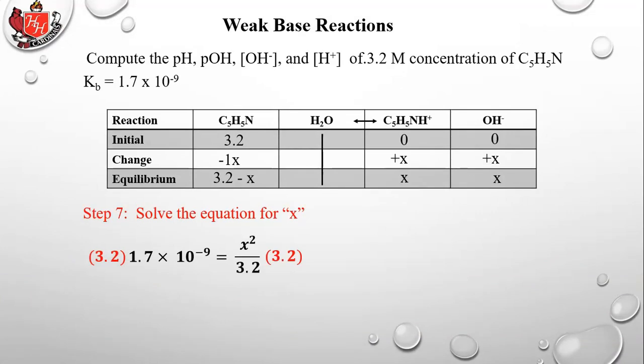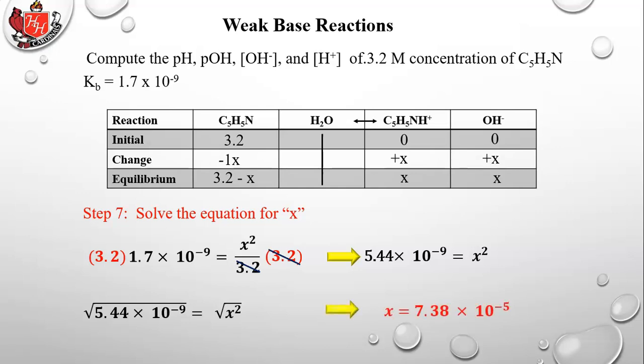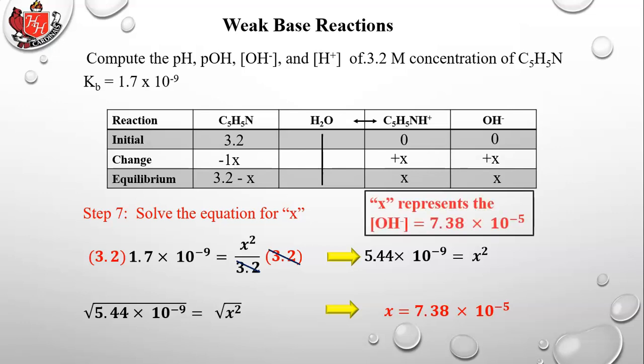Okay, so there it is. Multiply 3.2 on both sides, cancel, and you get 5.44 times 10 to the minus 9th equals x squared. Take the square root of both sides, and you get x equals 7.38 times 10 to the negative 5th. That's our value of x, and as you look up at the equilibrium line of the RICE table, you can see that's also the concentration of hydroxide ions. Remember, bases are going to produce hydroxide ions, OH minus. So that's the substance we're interested in. X represents OH minus equals 7.38 times 10 to the negative fifth.